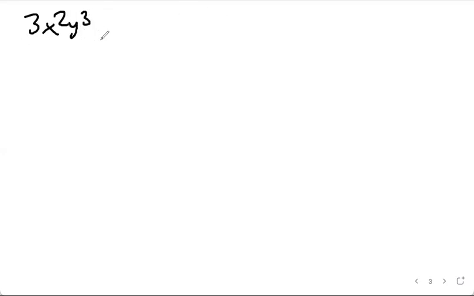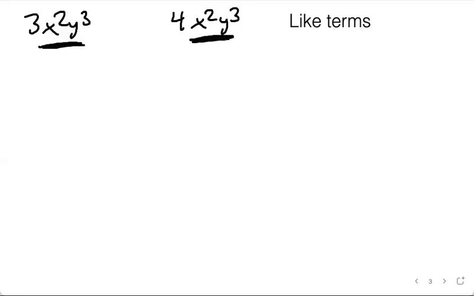So this is 3x squared y cubed. So basically, we have x squared y cubed, and we have 3 of them. Okay, and let's say we have 4 more. These would be like terms. Why are they like terms? Well, because they're both telling us how many x squared y cubes we have. They're like each other in that way, so we call them like terms.